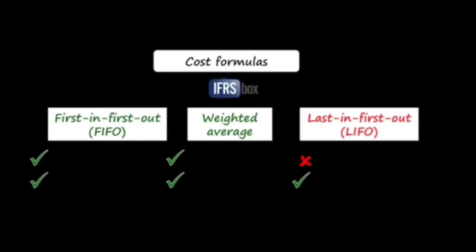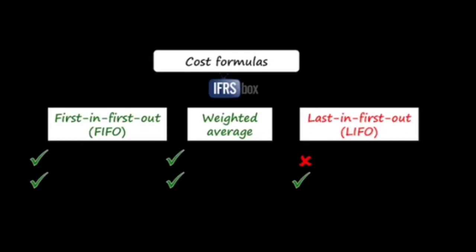Now let us take a look at how to calculate the cost of inventory. It is divided into three different classes: first in, first out, weighted average, and last in, first out. First in, first out means the product which is purchased first shall be sold first. So you will have the sequence according to the date, which inventory was purchased first and which was purchased last. So the first purchased inventory shall be sold first. This is called the FIFO method.